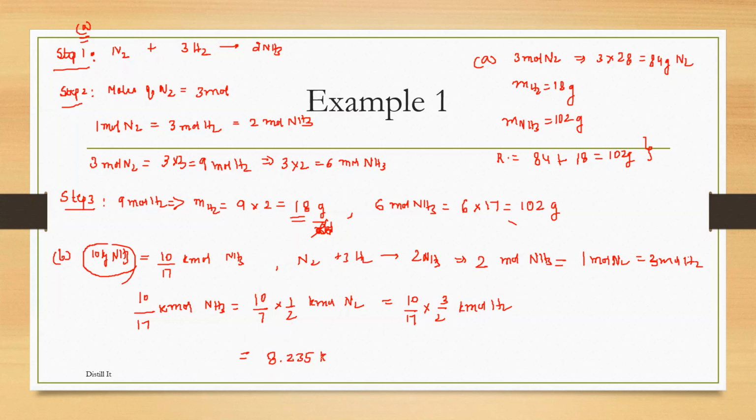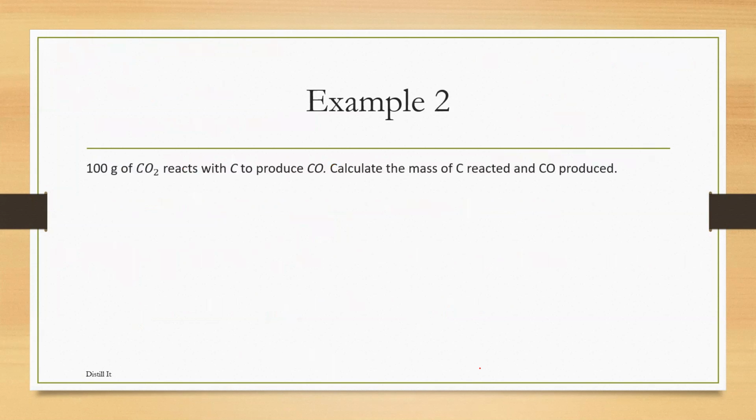8.235 kg nitrogen. All right. Similarly, over here we'll get 10 by 17 into 3 by 2 into 2. So that is 1.765 kg hydrogen. All right. So hope you people have got this, right? Then we move on to example number 2.